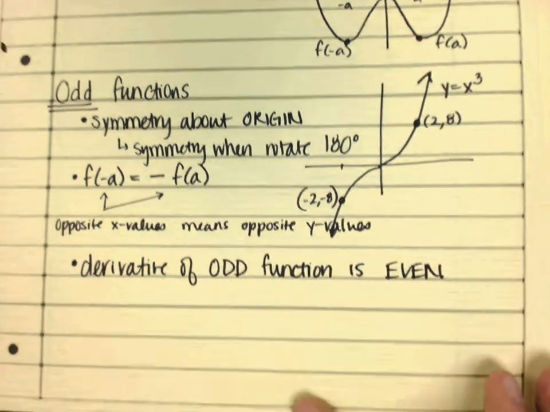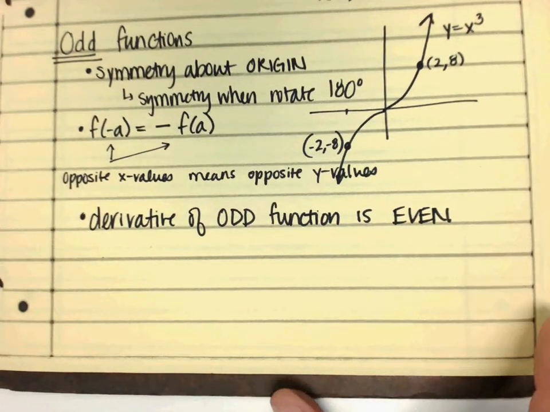Now, the last thing that I'm going to mention is that all functions are not necessarily classified as even or odd. Okay, some are, but some are even, some are odd, and some are neither. For example, square root x is not considered even or odd. That would be just like a nobody, basically.